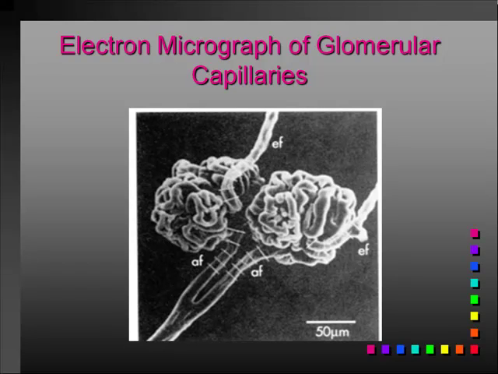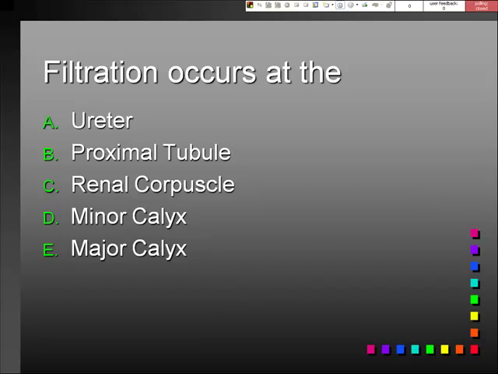When we're talking about filtration, what gets filtered and what doesn't get filtered. If you take a urinalysis, what would be in the urine that would tell you the kidneys are not functioning well?